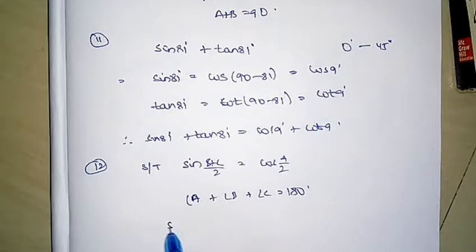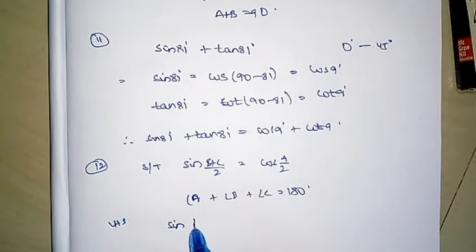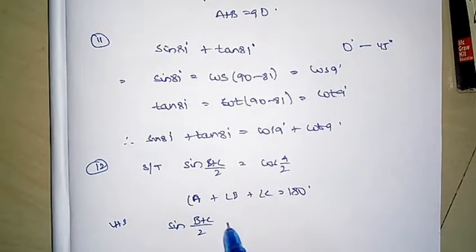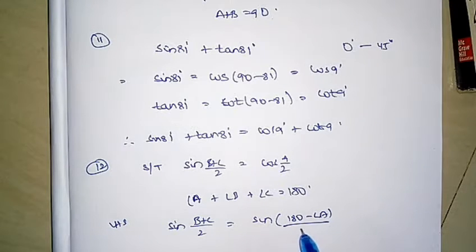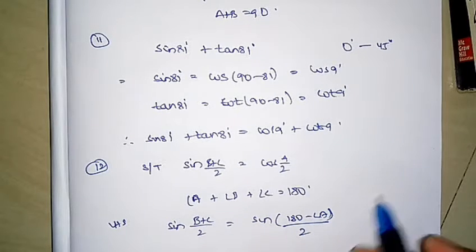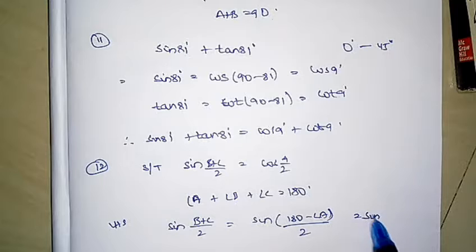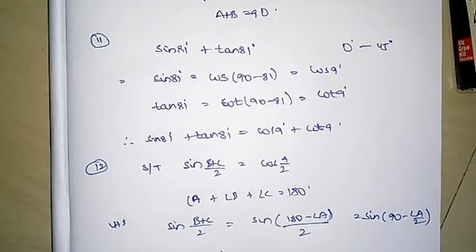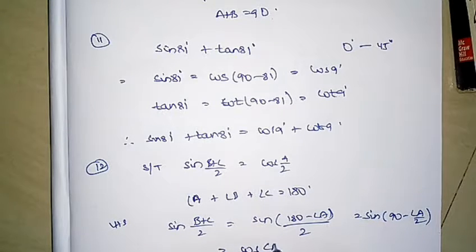Implies sin, let's take LHS, sin of (B plus C) by 2 is equal to sin of (180 minus angle A) by 2. B plus C is equal to 180 minus A. This will be equal to sin (90 minus angle A by 2). Therefore, since sin (90 minus theta) is cos theta, it is equal to cos of angle A by 2.